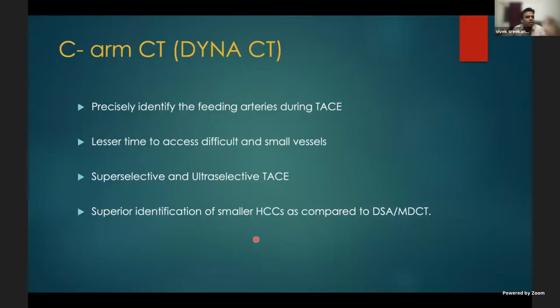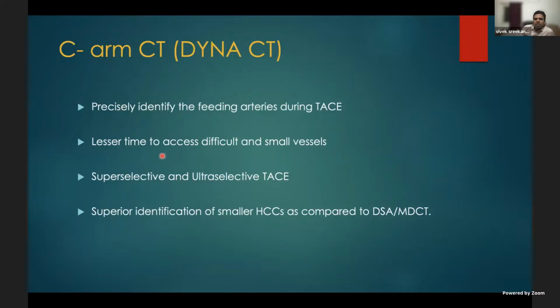One of the newer armamentarium which has helped us in performing the TACE is the C-arm CT or cone beam CT or Dyna CT, where on the cath lab table we can produce a CT image after cannulating the celiac or a hepatic artery and giving contrast from there. So we can precisely identify the feeding arteries during the TACE.